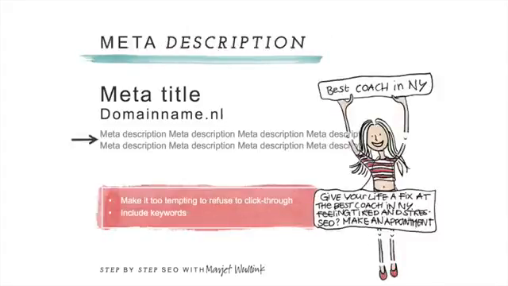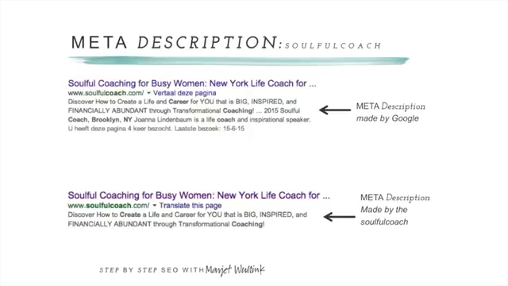The meta description is a summary of the page it is referring to. So it is a little bit more than the meta title. If your title is best coach in New York, then your meta description could be: give your life a fix at the best coach in New York. Feeling tired and stressed? Make an appointment. It should include, like the title, also keywords, and it also should be written so that it's too tempting to refuse to click through.